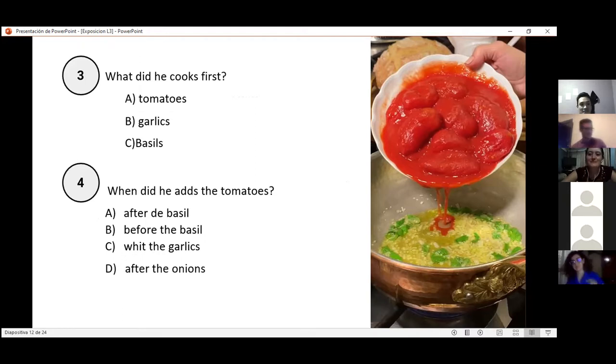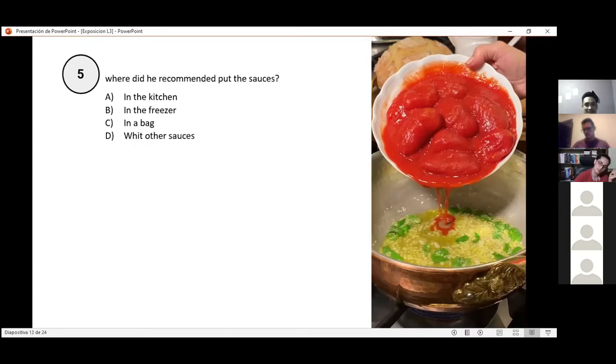Okay. The next question is, when did he add the tomatoes? The options are: after the basil, before the basil, with the garlic, or after the onions. Who wants to answer, guys? Anyone? After the onions. Yes, it's correct. Okay, guys.